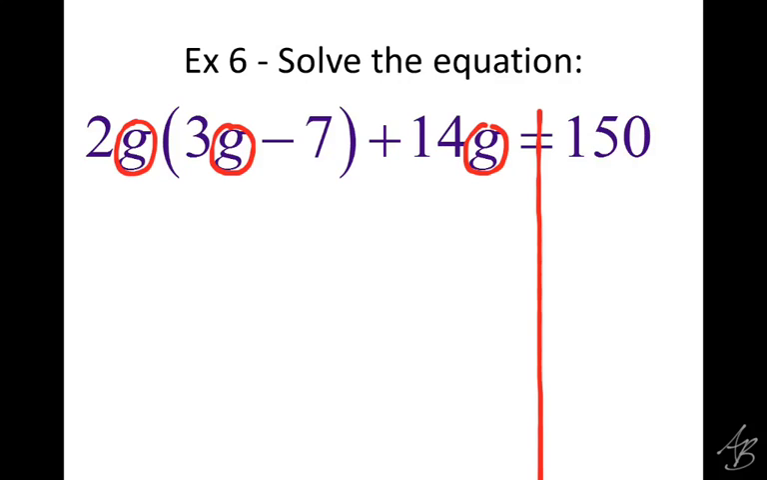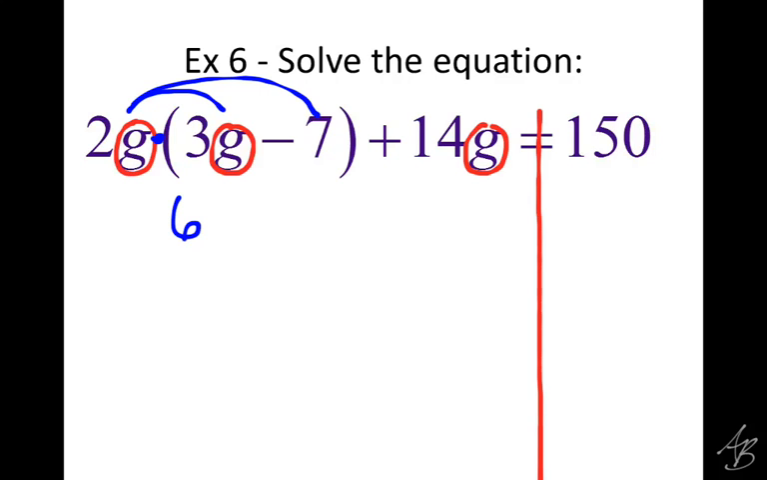Distribute, right? So before we can do anything else, we have these parentheses here that are being multiplied by something, so we need to distribute. All right, so we are going to distribute the 2g times the 3g, and the 2g times the negative 7. All right, so what is 2g times 3g? 6g.